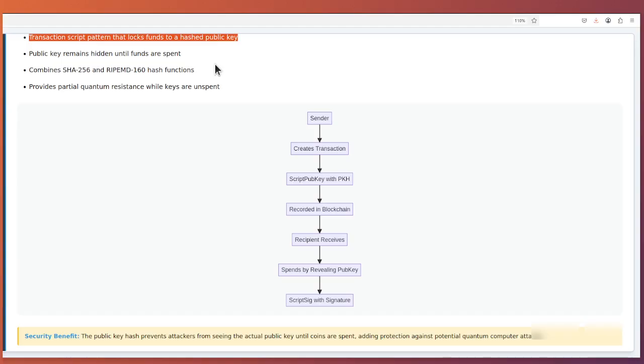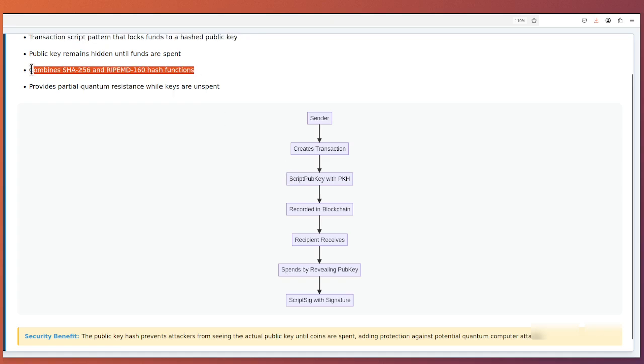This hash is created using two sequential hash functions. First SHA-256, then RIPEMD-160, resulting in a 160-bit hash value that we call the public key hash, or pub key hash. The P2PKH transaction structure consists of two main components: the ScriptPubKey in the transaction output, which defines the spending conditions, and the ScriptSig in the transaction input, which provides the proof that those conditions have been met.